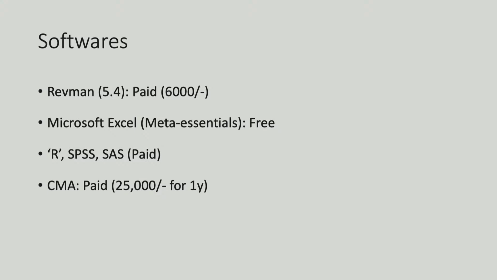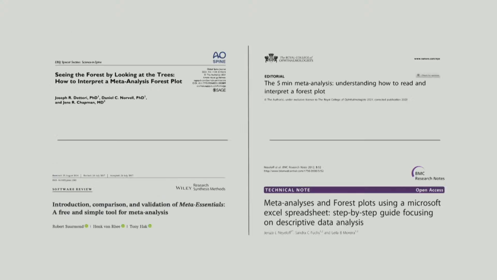CMA is a very good software. I personally use CMA also, but it's very costly, like 25 to 26,000 bucks for 1 year. I use it for many of my meta-analyses, but this is a paid version. If you want to use CMA, it's also very easy. RevMan is something which you can use for free as of now. So regarding construction and interpretation of forest plot, if there are any questions, I'd be happy to answer.